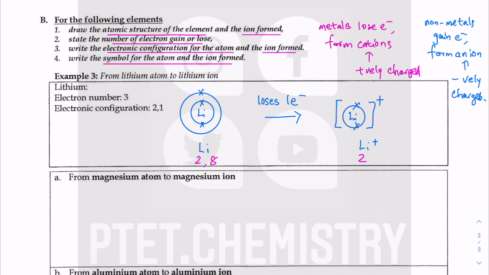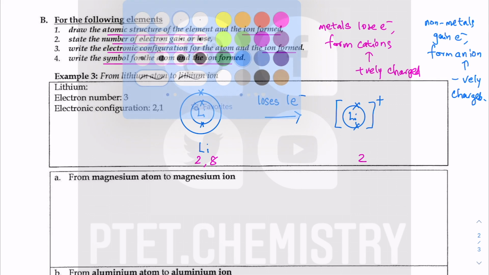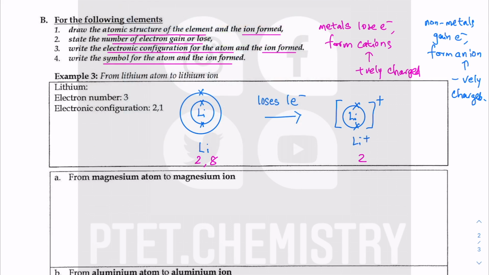I do not want to put a 2 at the bottom, because later on you will see formulas where this can get very confusing if people don't know what they are doing. Let me just rewrite that, and then this is Li plus. So this is an atom, this is an ion, or you can call it a cation because it's a positively charged ion.